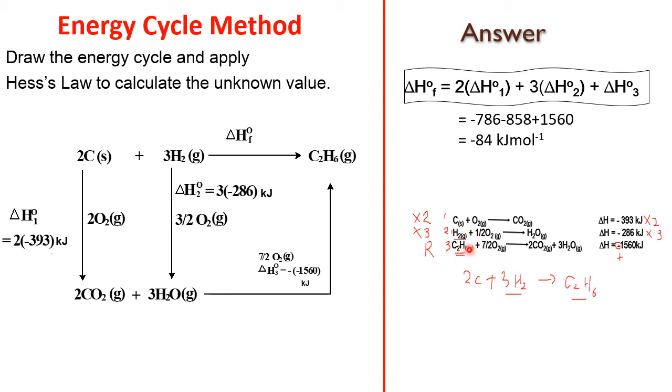Just now we used the algebraic method to calculate the enthalpy for the reaction: 2 carbon react with 3 hydrogen and then produce C2H6. Now we transform this algebraic method to the energy cycle method as usual. So this one is the equation for the enthalpy of formation of ethane, C2H6. Now you try to form the energy cycle. Based on this equation, this one is the first equation.